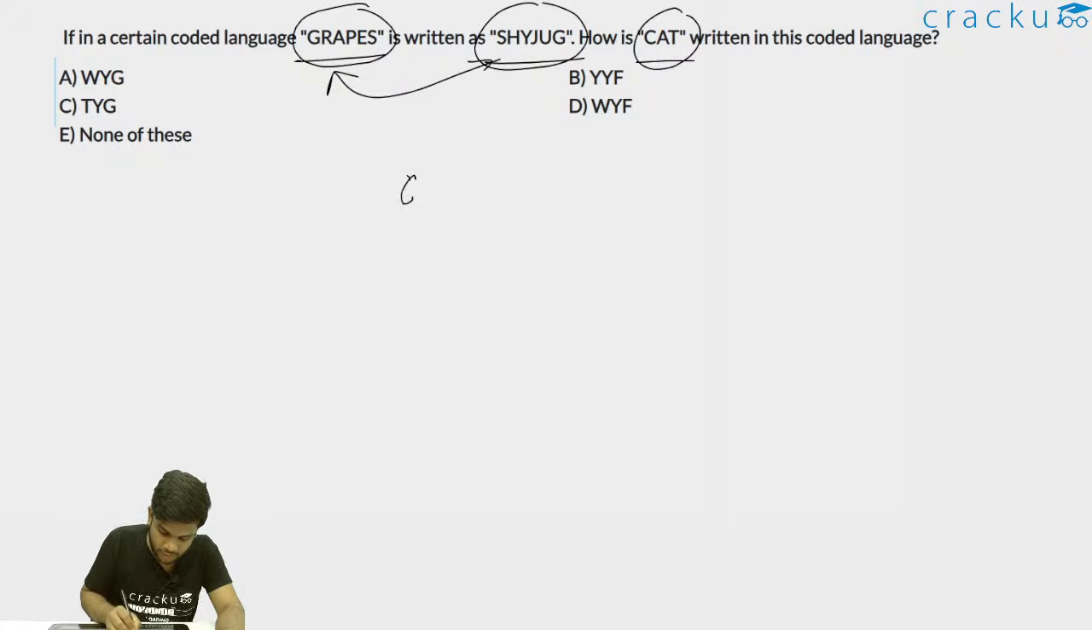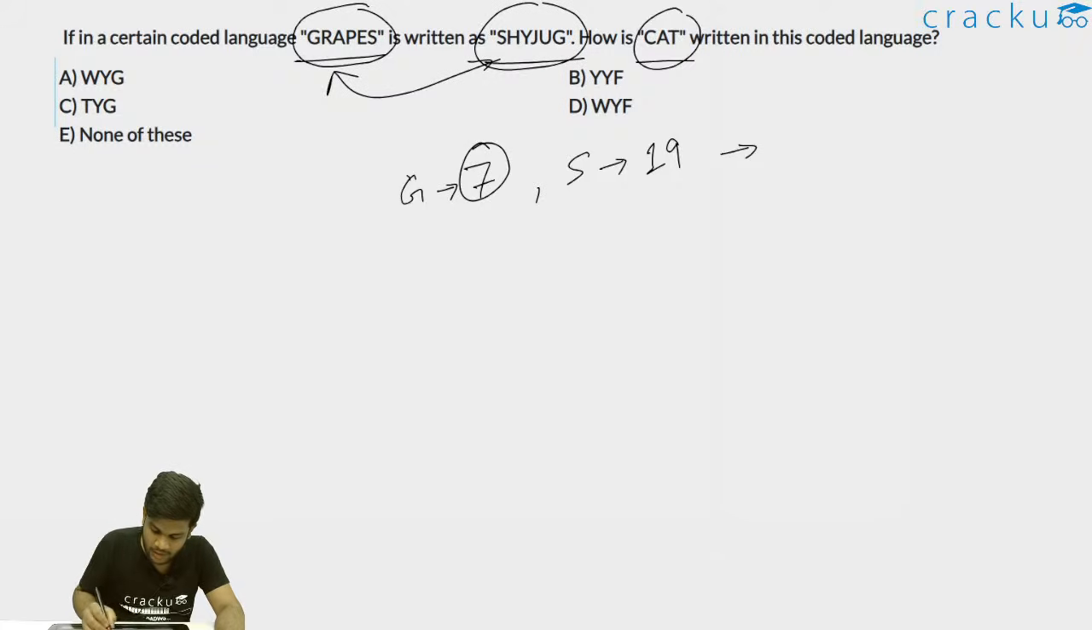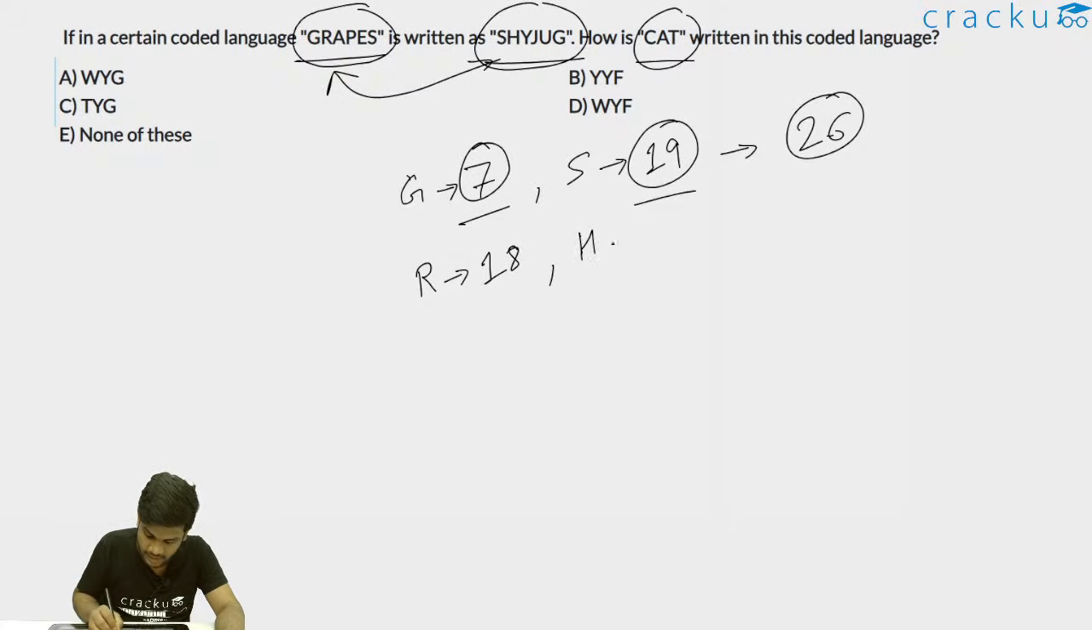So grapes, let's look at it. G is the 7th term in the alphabets. Similarly, S will be the 19th term. When you calculate it from A, B, C, D, S will come in the 19th place. And if you add the places of G and S, it will give you 26. 7 plus 19 is 26. Let's look further. R is the 18th term in the alphabets and H is the 8th term. When you add both of them, again you will get 26.